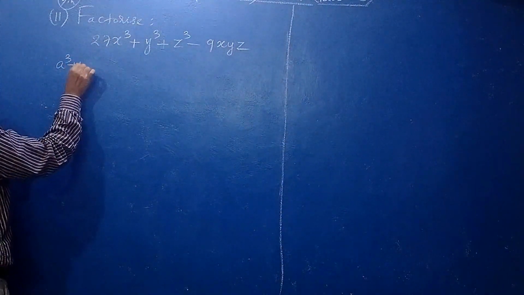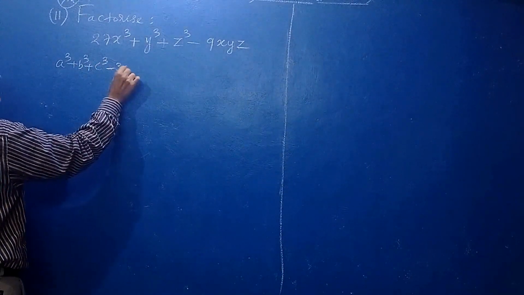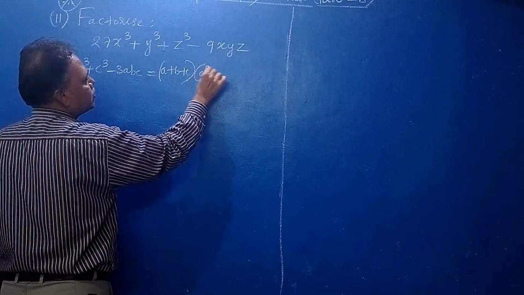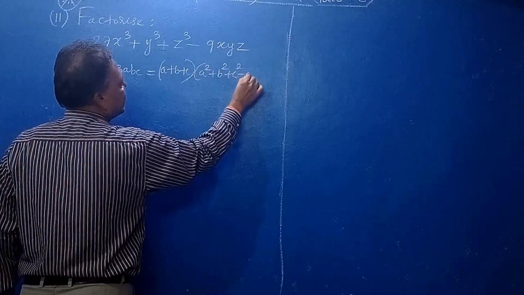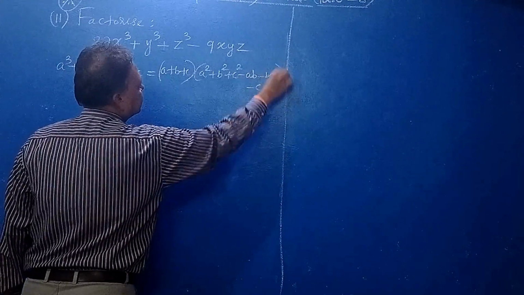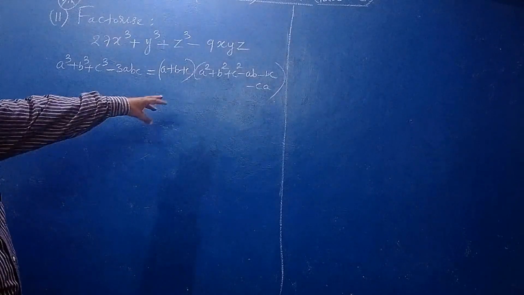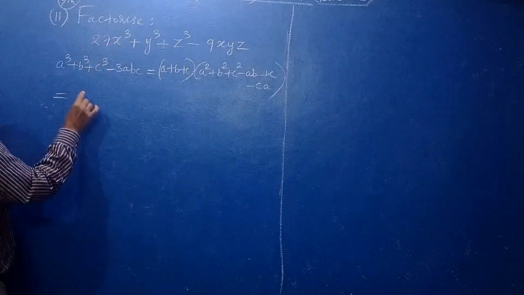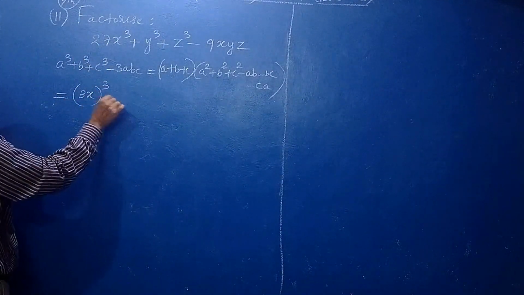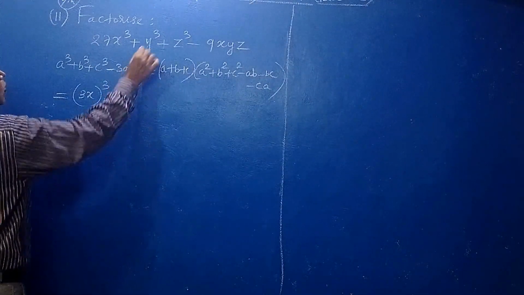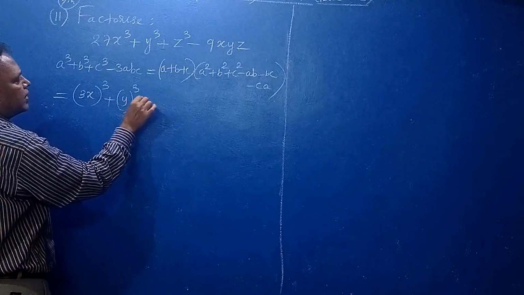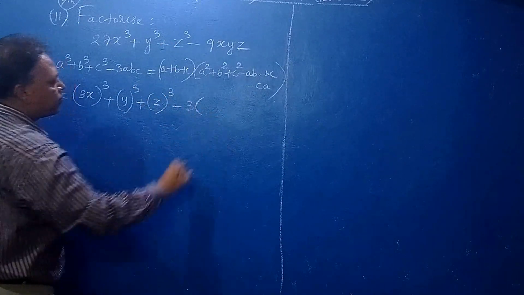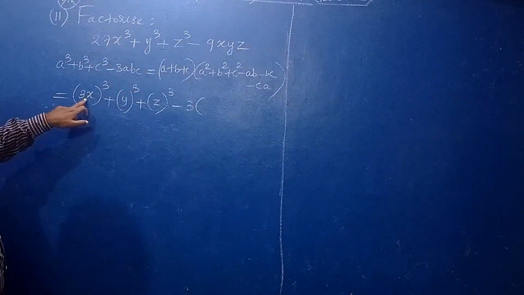a cube plus b cube plus c cube minus 3abc is equal to a plus b plus c into a squared plus b squared plus c squared minus ab minus bc minus ca. This is the formula. So you have to get the form here. This 27 is which cube, you have to find out. Means a you will get 3x is a, y is b, z is c, minus 3 into, you write, a, what is a? 3x.